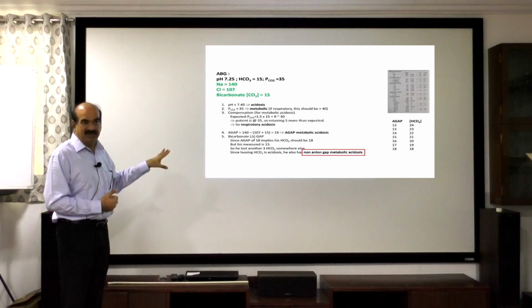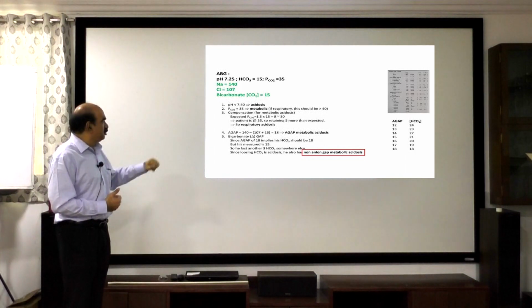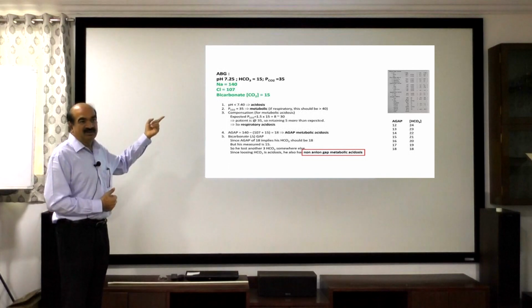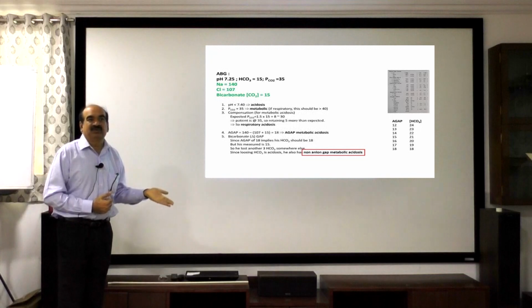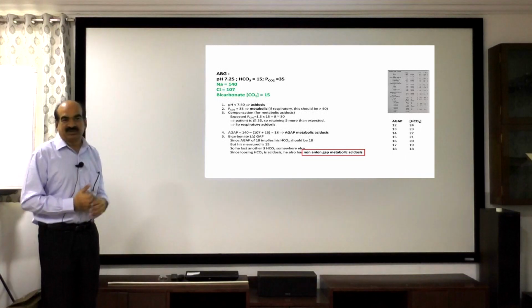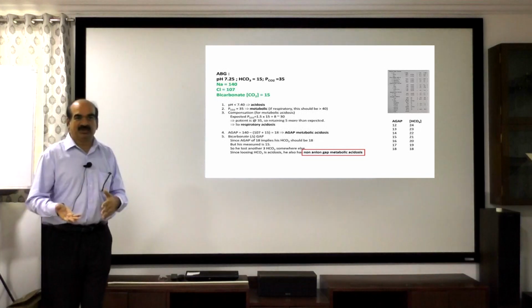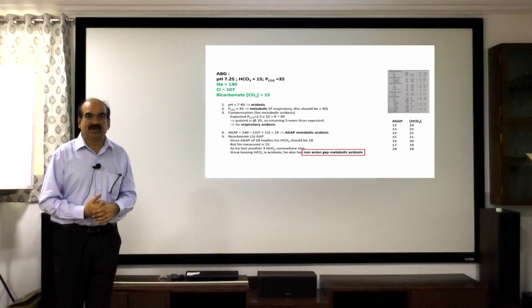If there is a single acid-base disorder, we expect bicarb to be 18. But what is the bicarb here? 15. So there is an additional process of non-anion gap metabolic acidosis. That means the patient might be having some diarrhea, bicarb loss.